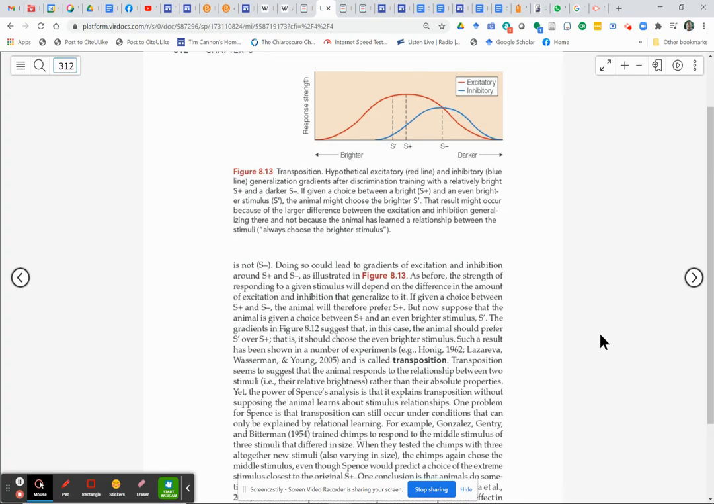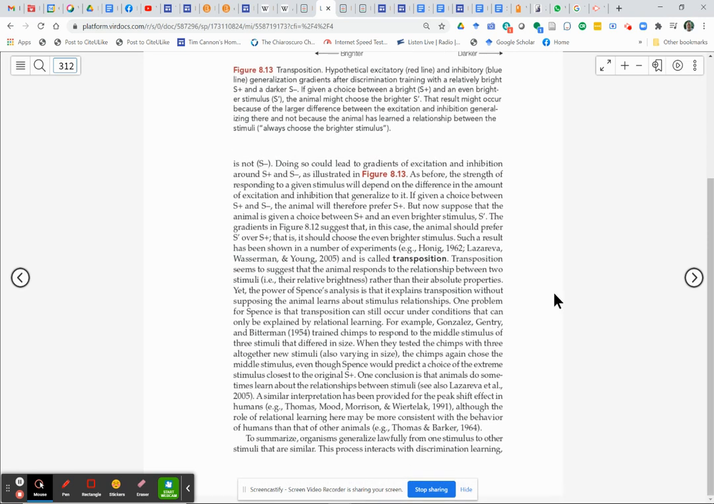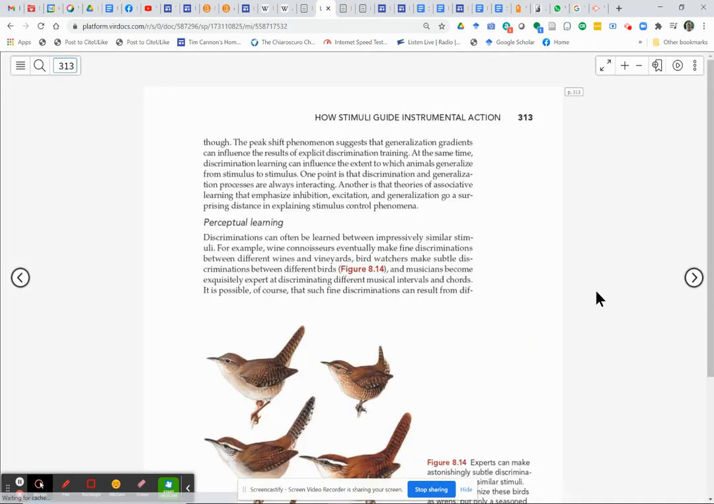Bright and dark things. Honig, I have a book by him somewhere. Transposition. Animal is probably responding to the relationship between things. And there's a nice little discussion of that.